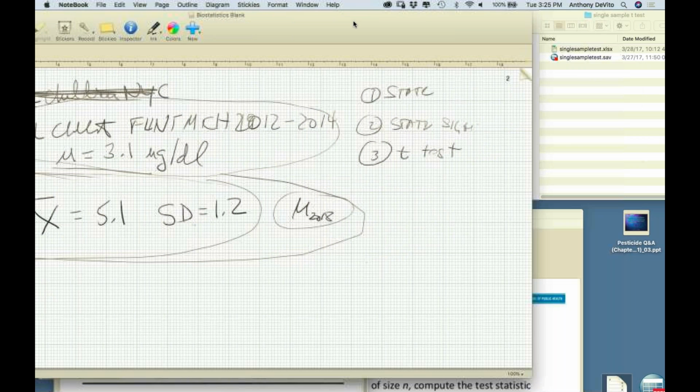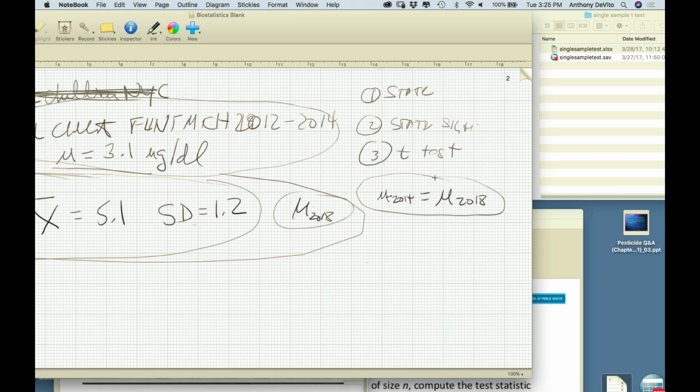Okay. Anybody want to tell me what my null hypothesis is? Mu for 2014, the average blood level of 2014, is equal to mu for 2018. Notice I use mu in both cases. I only know X bar. But when I form my hypothesis, I'm concerned about the population means, not the sample means, because it really is all about the population means. Sample means are just a method to get to this. What's my alternative? Mu for 2014 does not equal mu for 2018. That's my null hypothesis and my alternative hypothesis.